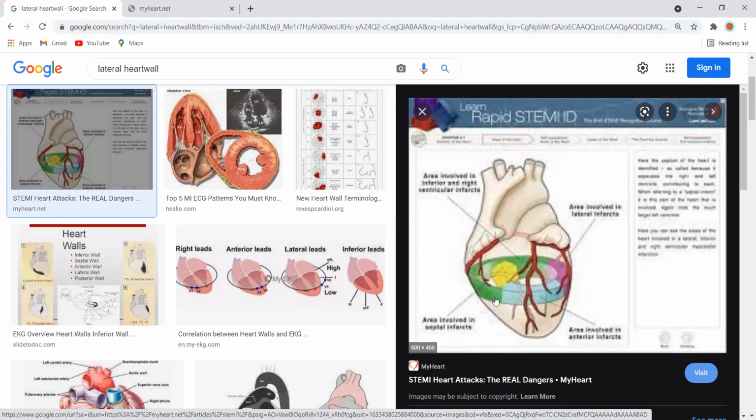So which area will be depolarized first, right side or left side? Right side. And in which direction will the current flow? Because the right side has become depolarized first and the left side has depolarized later, the current will flow from right toward left. So because the current is flowing towards left, it is left axis deviation.